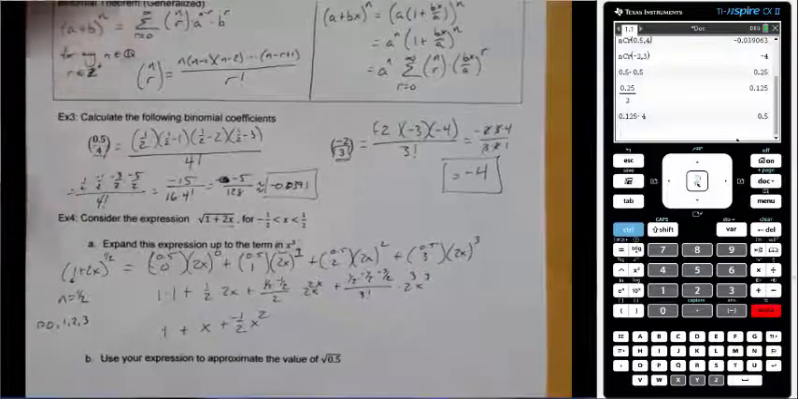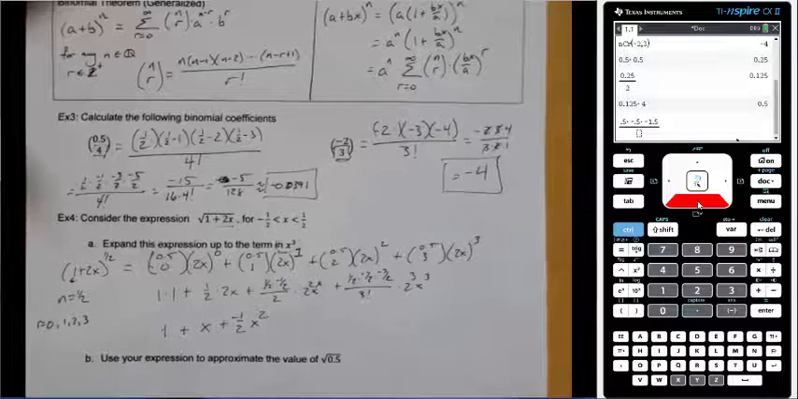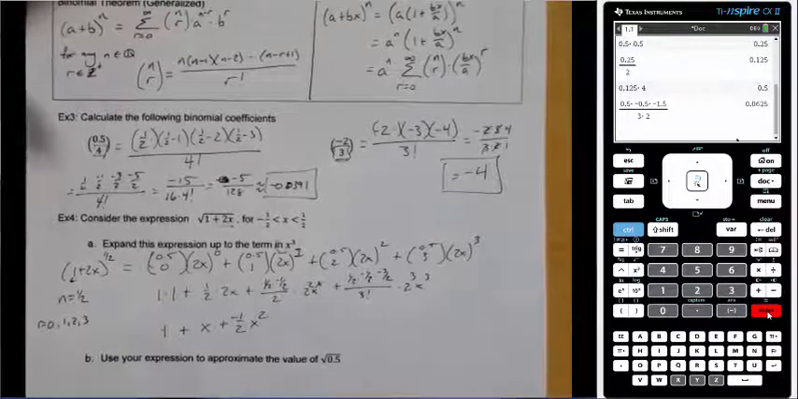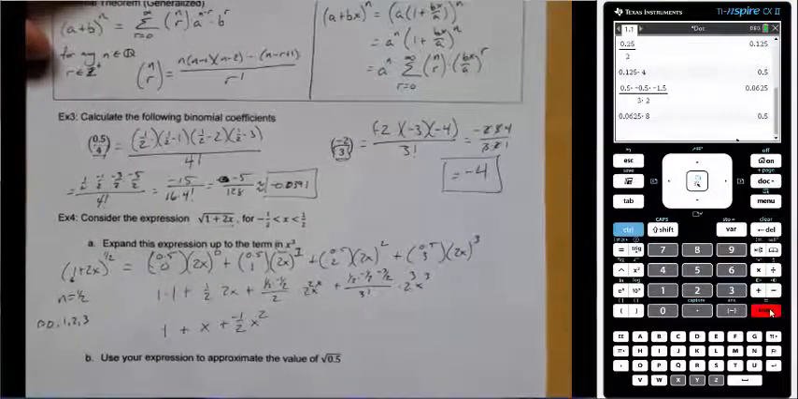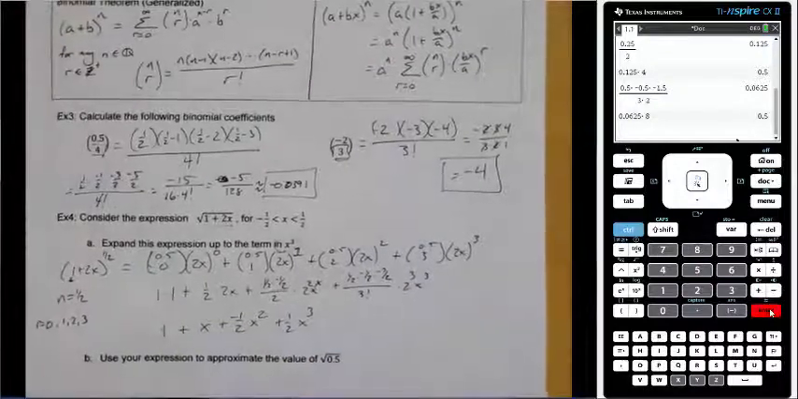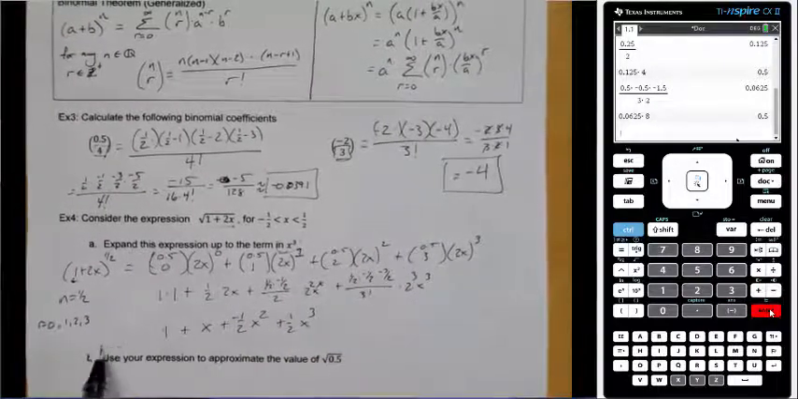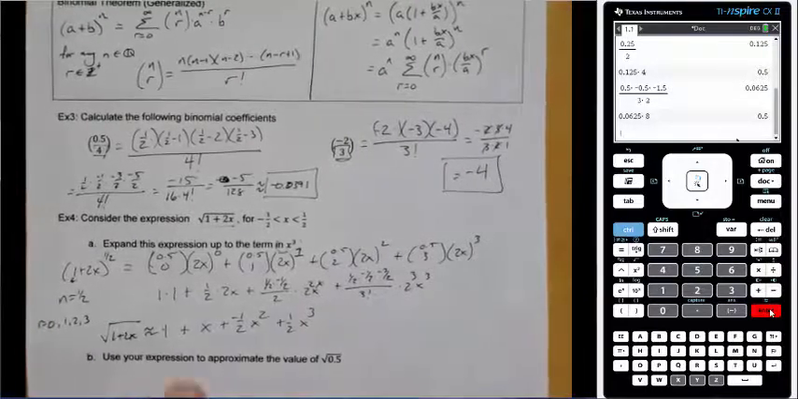And lastly, the last coefficient should be 0.5 times negative 0.5 times negative 1.5 on top, 3 factorial on bottom, 3 times 2 times 1, and then I'm going to multiply that by 2 cubed, which is 8. What do you know? Another half. So my expansion of this is approximately this polynomial.